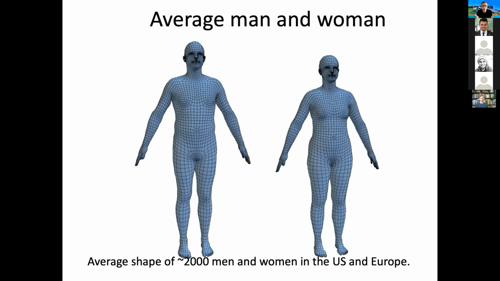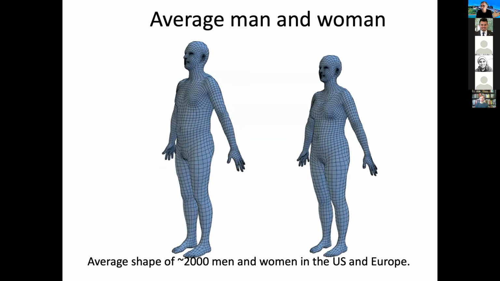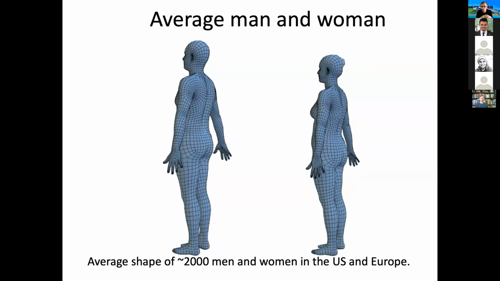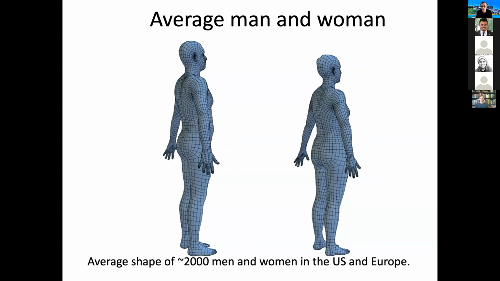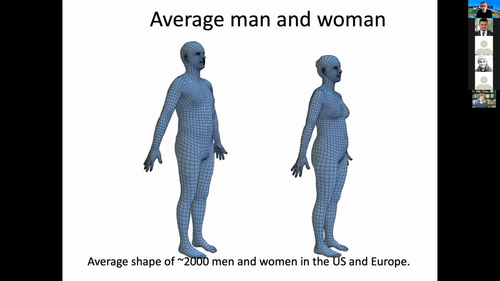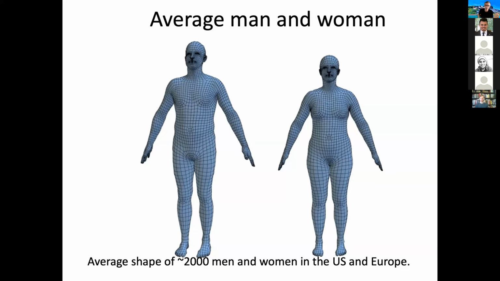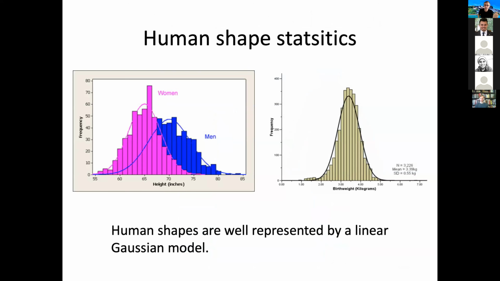Remember, a body is just a vector of 21,000 numbers. So we could do things like compute the mean vector, and that gives us the mean body. Here's the mean man and the mean woman across the US and Europe. And they look kind of average. Then we're going to do statistics on the body.